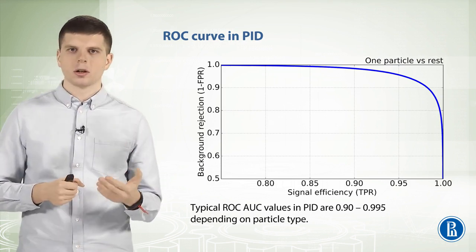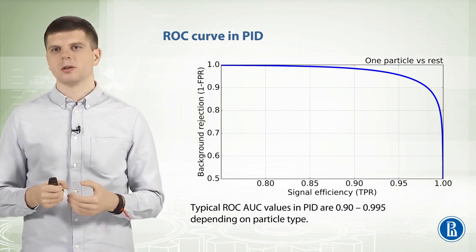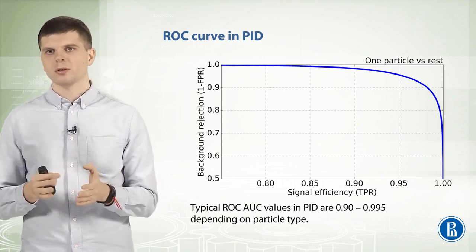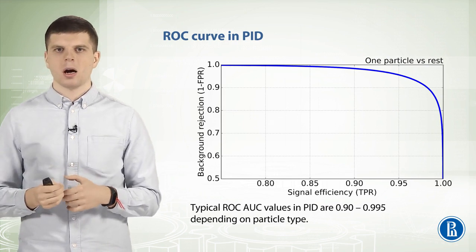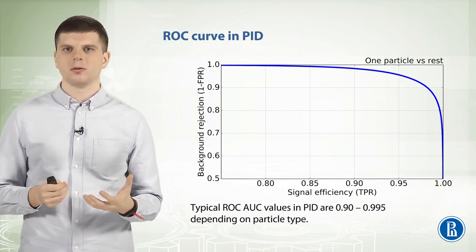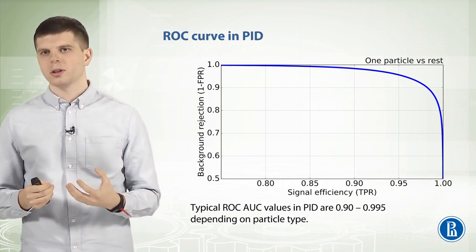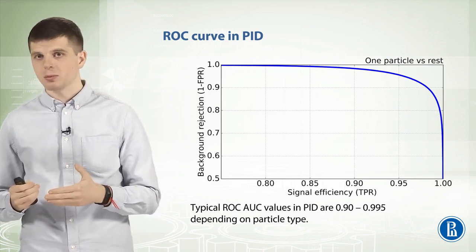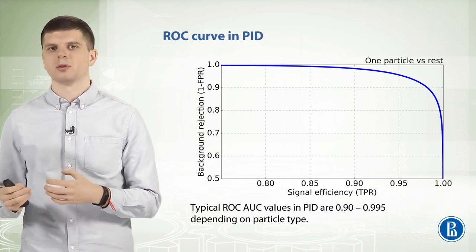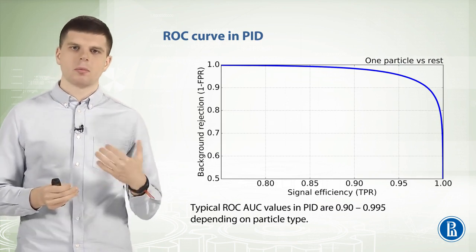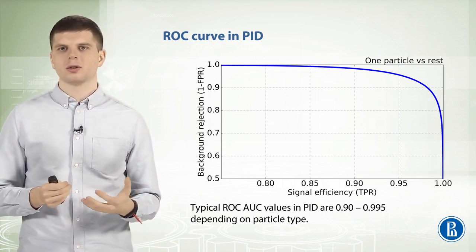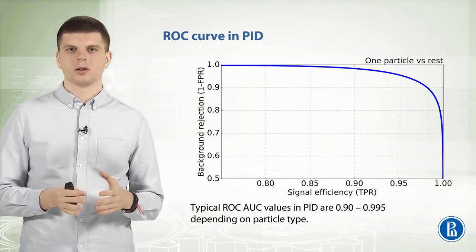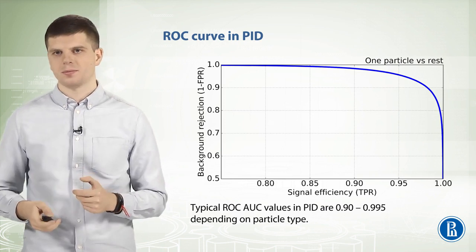In the machine learning community, the ROC curve is plotted as a dependence of the true positive rate on the false positive rate. However, in high-energy physics, the ROC curve is plotted as a dependence of 1 minus false positive rate on true positive rate. 1 minus false positive rate is called background rejection, and true positive rate is called signal efficiency.